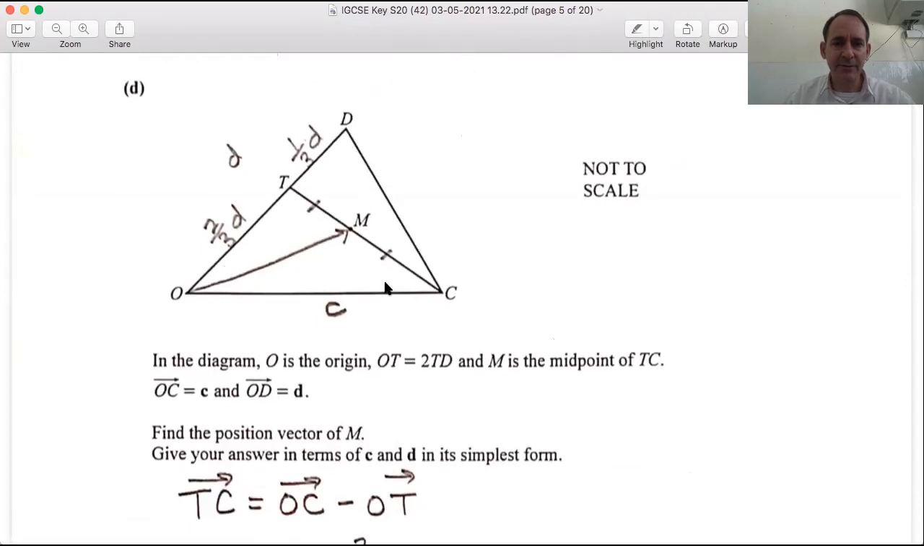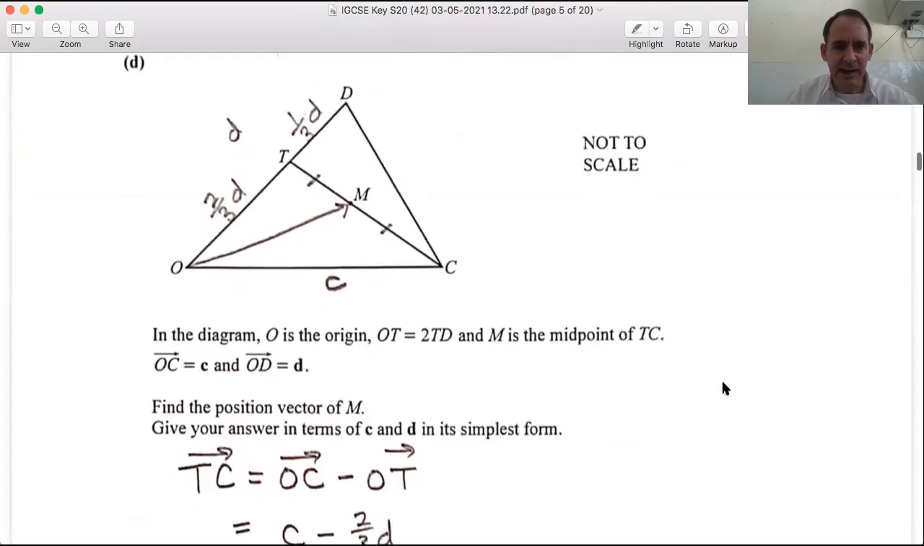Letter D, here we have a diagram to do vectors with. In the diagram, O is the origin. OT is 2 times TD. If OT is twice TD, that means it's a ratio of 2 to 1, which means the total is 3 parts, where OT has 2 of the 3 pieces and TD has 1 of the 3 pieces, and OD is our vector d.